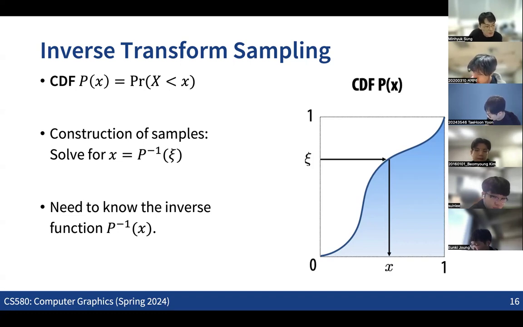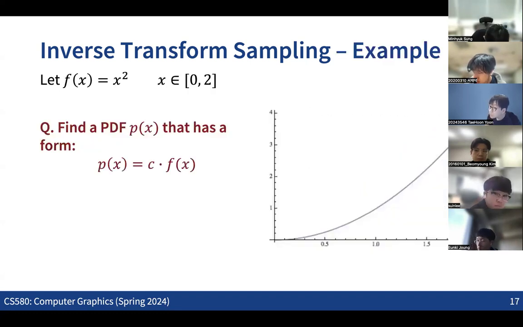Some simple idea. So let's also do a simple exercise. Let's say we have a function that is nothing but x squared in the range from 0 to 1. If we want to find the probability density function which is proportional to the given function, what would such a function p(x) be?